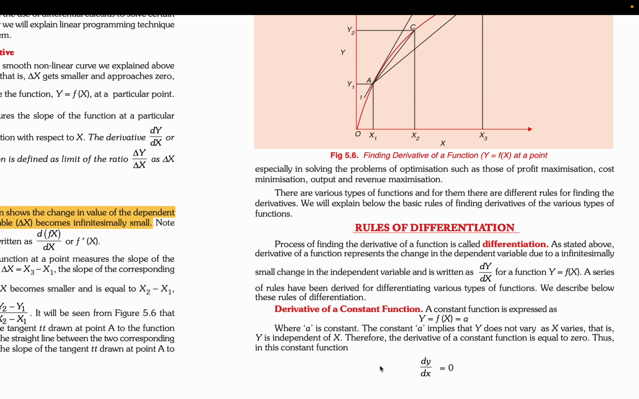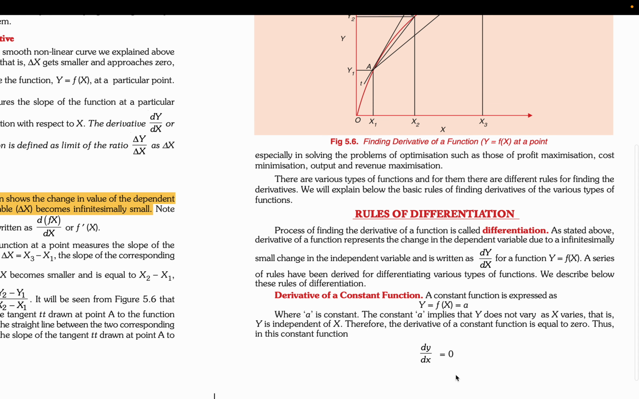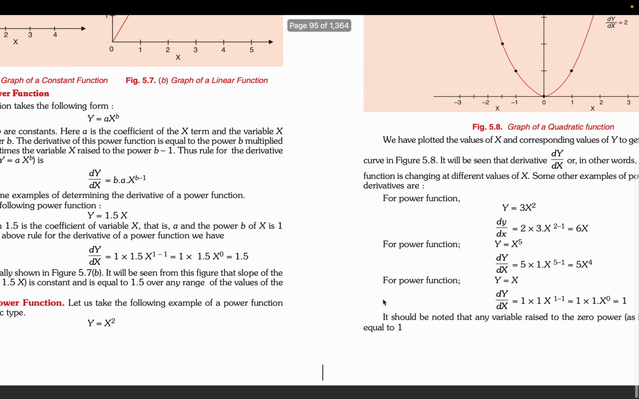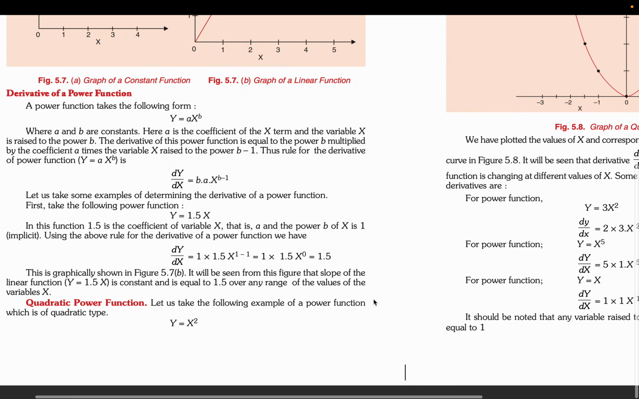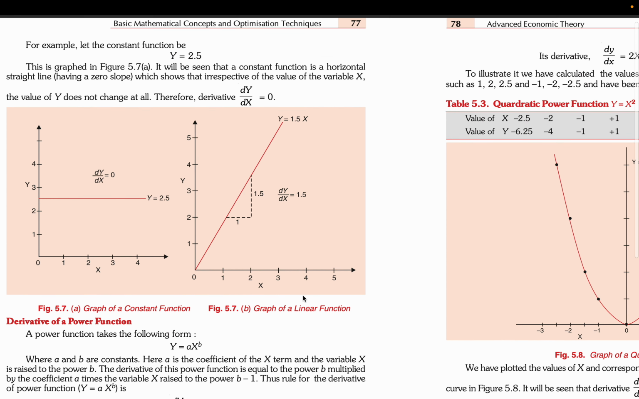I discussed this just a while ago, I think, in some other context, but yes. Therefore, the derivative of a constant function is equal to 0 because there is no change in y which is being triggered due to a change in x, because there is no x. So there is no change in x, and hence there will be no change in y. Thus, in this constant function, dy by dx is going to be 0. So if f(x) or y is equal to a, where a is a constant, dy by dx is equal to 0. For example, y is 2.5.